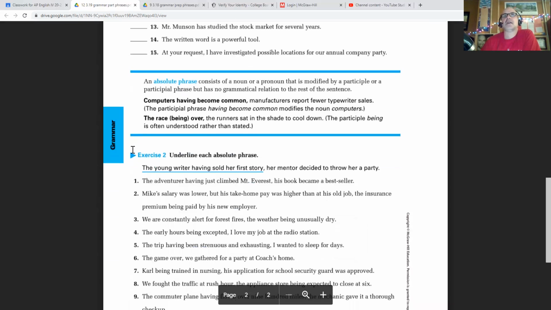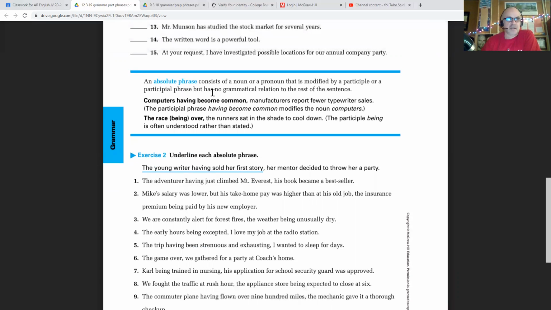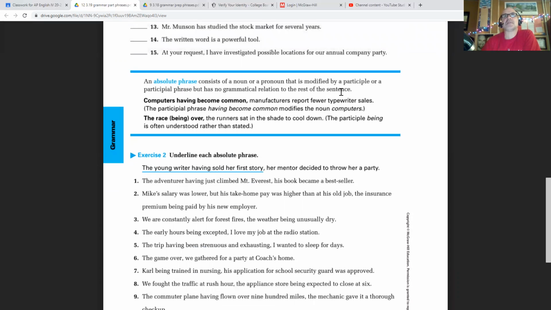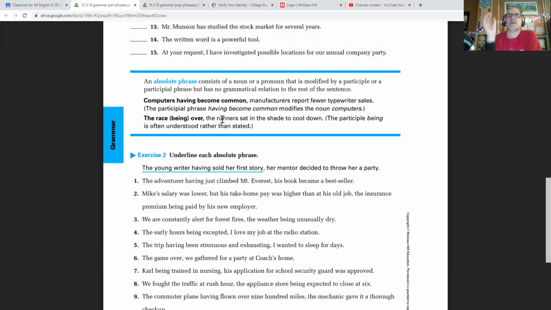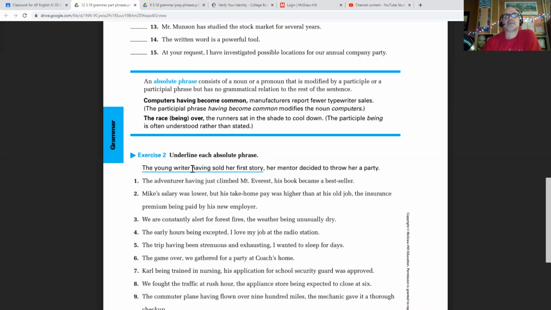Right? Okay, then this is really tricky here. An absolute phrase consists of a noun or pronoun that is modified by a participle or participial phrase that has no grammatical connection to the rest of the sentence. So computers having become common, or the race being over. It's kind of like you're sticking a noun or pronoun onto the front of a participial phrase, okay? So you could write, having told her first story, her mentor decided to throw the party, and that would just be a participle, this part, right?